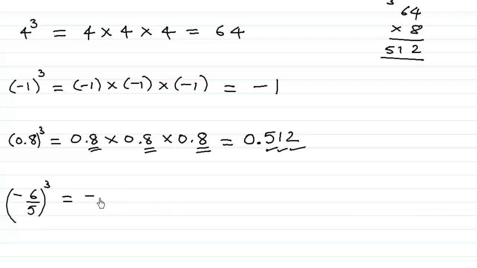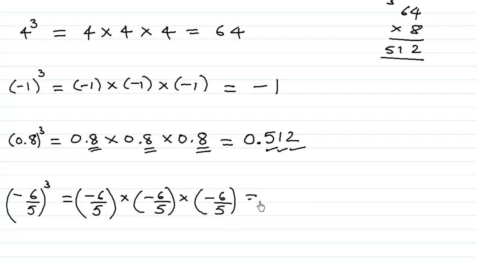In the very same manner, what is the cube of negative 6 upon 5? We have negative 6 upon 5 multiplied by another negative 6 upon 5 multiplied by another negative 6 upon 5. And we have 6 6s are 36, 36 6s are 216, and 5 5s are 25, 25 5s are 125, and 3 negatives remain a negative. The cube of a negative number is negative.